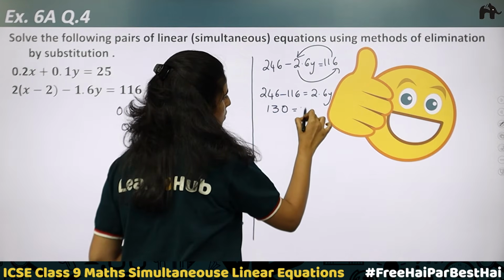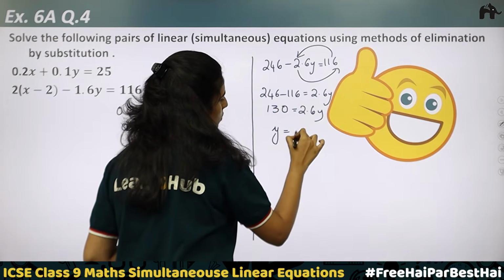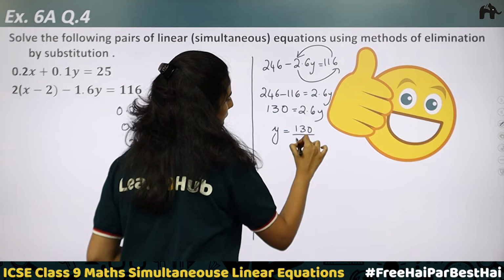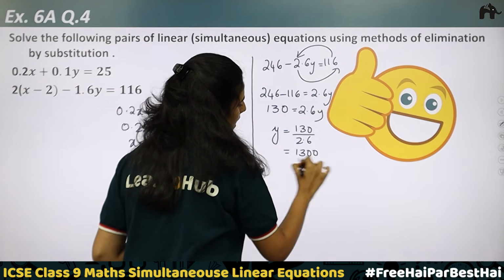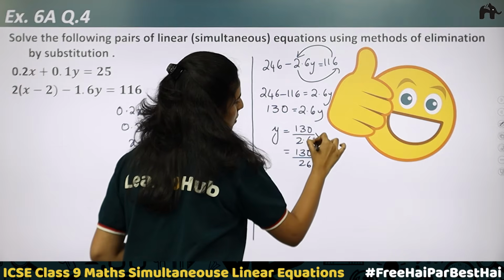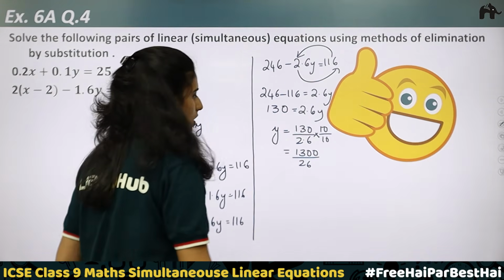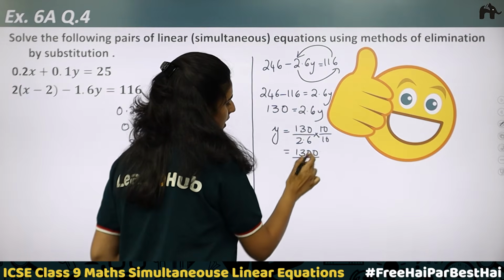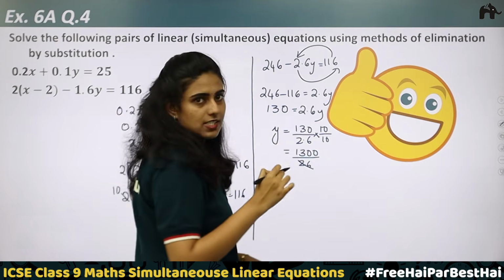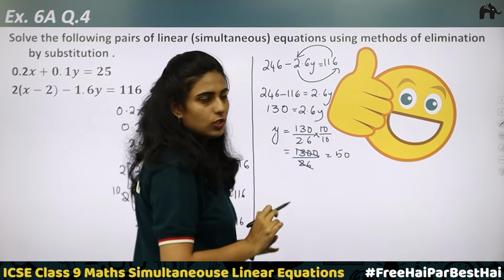Okay. 130 is equal to 2.6y. Then what is y? Y will be equal to 130 divided by 2.6 or 1300 divided by 26. Multiplying and dividing with 10. Okay. Here 130 divided by 26 you will get 5. So this becomes 50. Y is equal to 50.